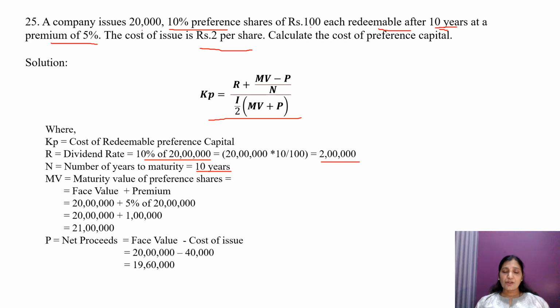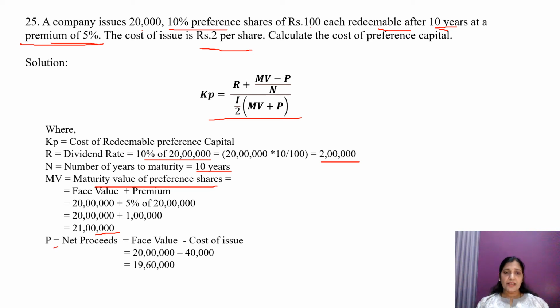The calculation comes over here when we go for redeemable value and issue value. So MV, maturity value of preference shares. What is that? Face value plus premium, because we have over here a premium of 5% after 10 years. So face value plus premium. This is maturity value. So 20 lakhs plus 5% of 20 lakhs, premium of 5%. So 20 lakhs plus 1 lakh, 21 lakhs is the maturity value of redeemable preference shares.